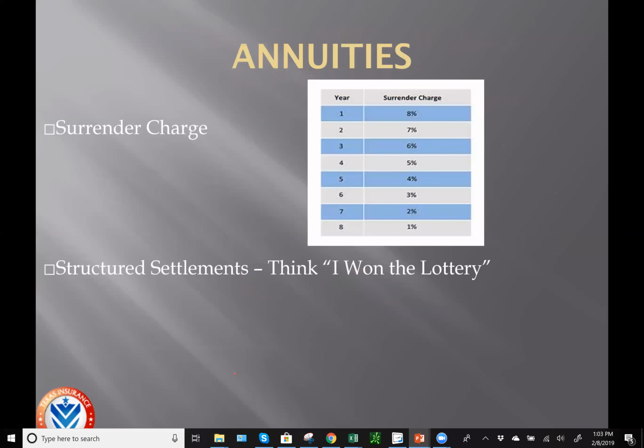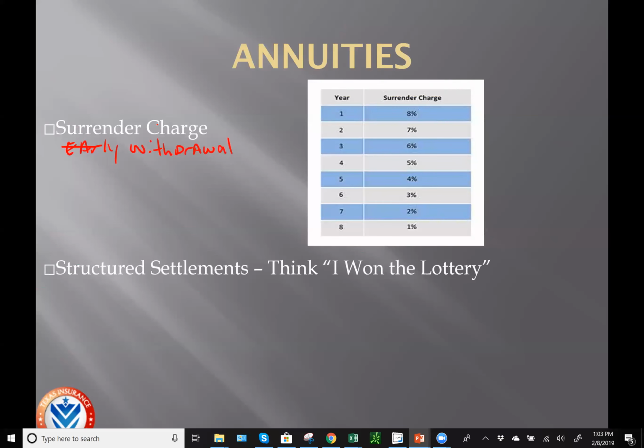All annuities have a surrender charge. All a surrender charge is, is an early withdrawal penalty. That's all it is. All annuities have it. It's going to be different with every annuity, and it goes down every year until after a certain number of years, it just goes away.